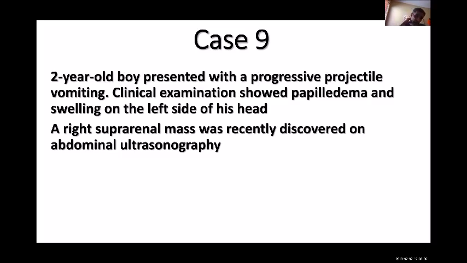Now, case number 9. A 2-year-old boy presents with progressive projectile vomiting. Clinical exam showed papilledema and swelling of the left side of his head. A right suprarenal mass was recently discovered on abdominal ultrasound.